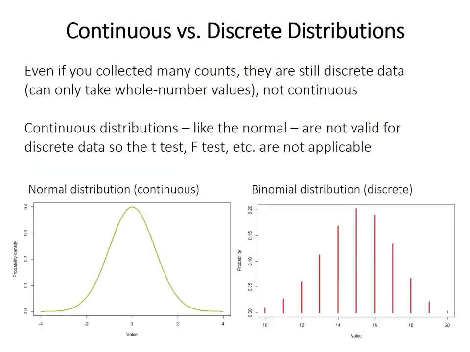But even if we did spend the time and collect many different counts, they're still discrete data. They're not continuous data. And so parameters like standard error or the variance only apply to continuous data. So therefore tests that use variance or use standard error, like the t-test or the F-test or ANOVA, don't technically apply to this type of discrete data. So there are actually different statistical probability distributions for discrete data, like the binomial distribution shown down here, which you'll learn about in the upcoming videos.